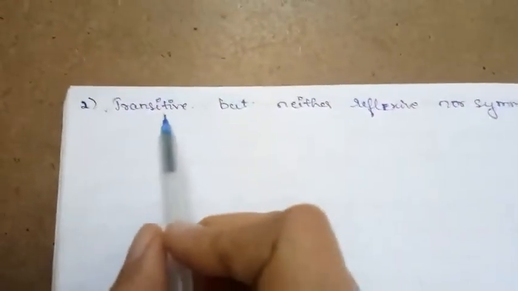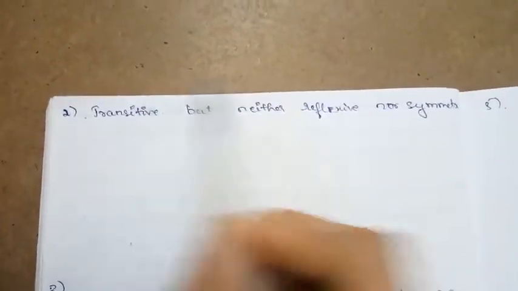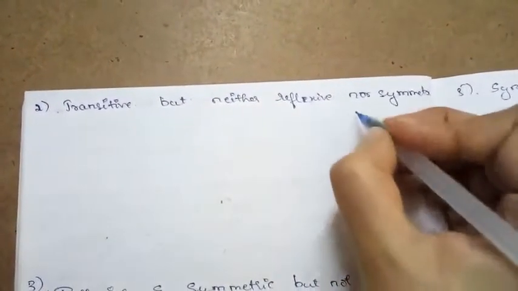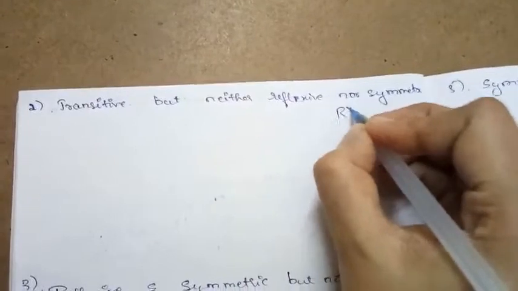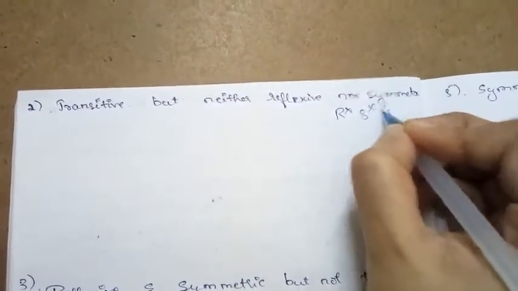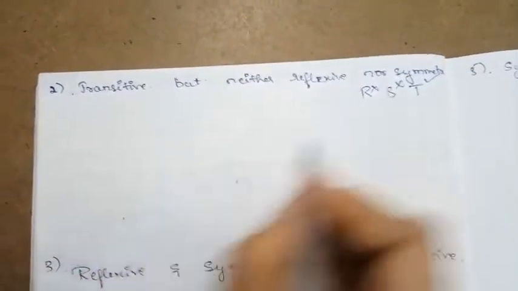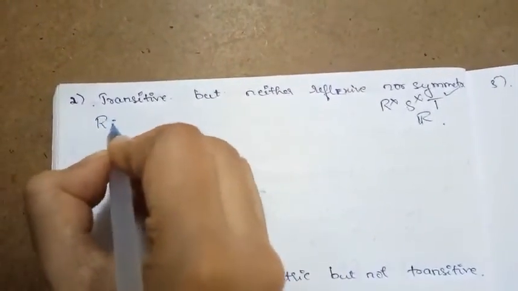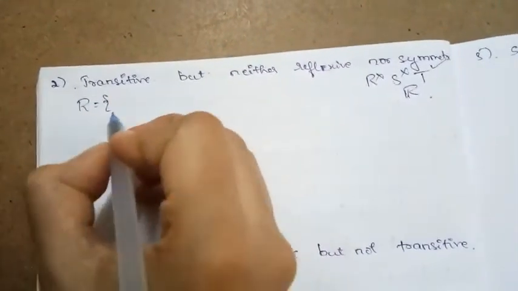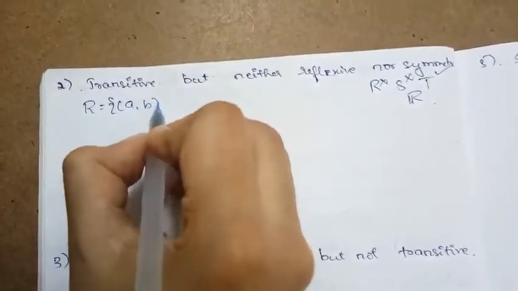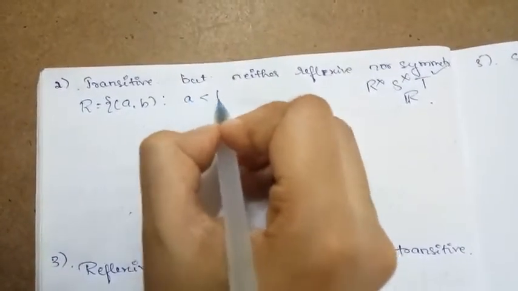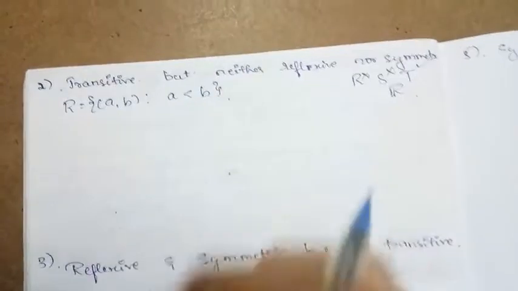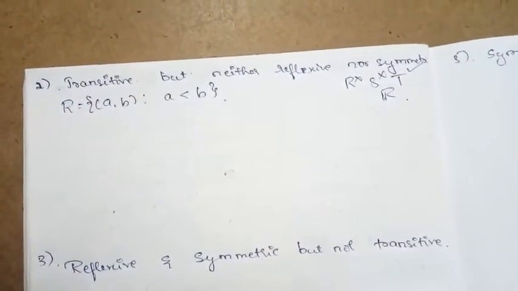The next one is, they are asking for a relation which is transitive but neither reflexive nor symmetric. So it is not reflexive, not symmetric, but it should be a transitive relation. On the set of real numbers, I am defining a relation R in the form of (a, b) where a is strictly less than b. This is the relation I am defining here.